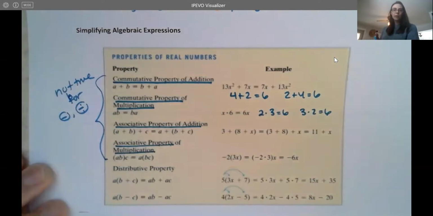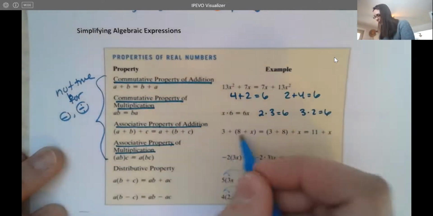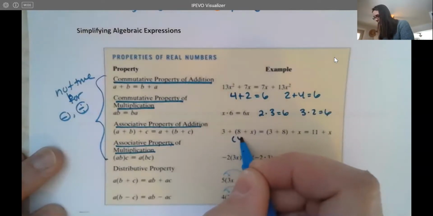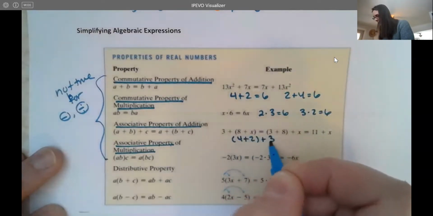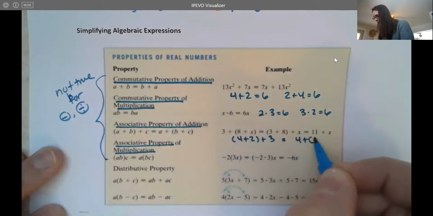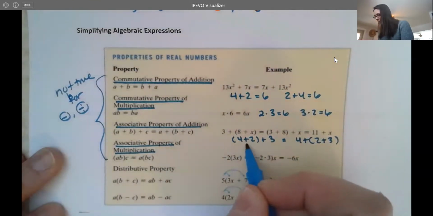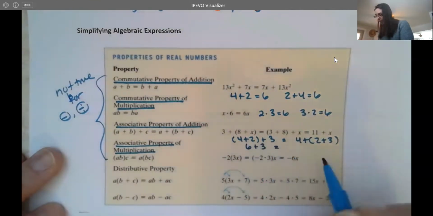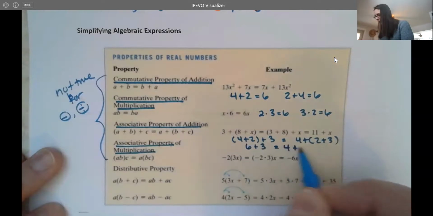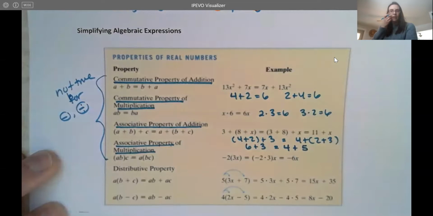And this one's about grouping. So it says that it doesn't matter how we group our terms, we can add them or multiply them, and we still get the same answer. So for instance, let's say I did 4 plus 2 plus 3 and 4 plus 2 plus 3. So I have them in the same order, but my grouping has changed this time. Well, 4 plus 2 is 6, and 6 plus 3 is 9. And then here, 2 plus 3 is 5, and 4 plus 5 is 9. So we get 9 in either case.